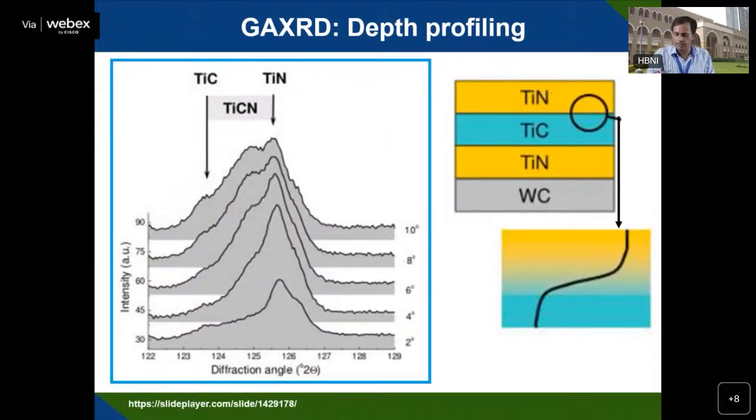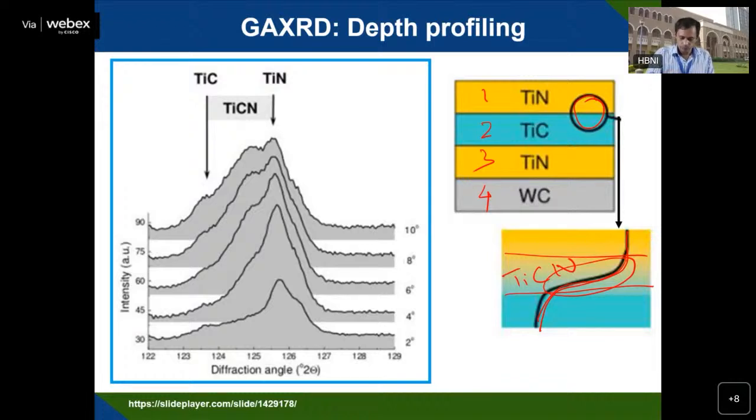You can see here a first layer of titanium nitride, then a second layer of titanium carbide, then titanium nitride on a tungsten substrate. Here you have an interface, which is mainly TiN and TiC. Here you will see the profiling of what happens at this interface between TiN and TiC. There is an intermetallic phase in between, so in this zone you will get a TiCN phase. To analyze that phase, you can do a grazing angle XRD.